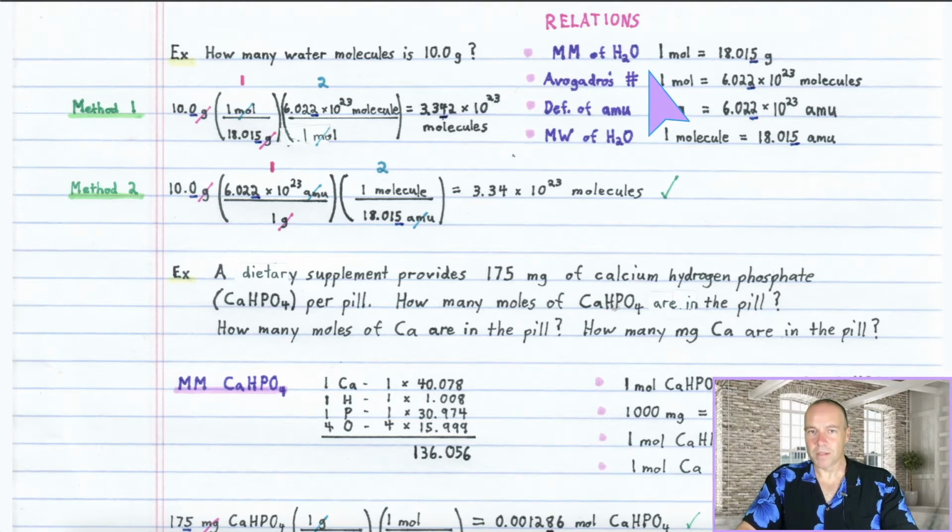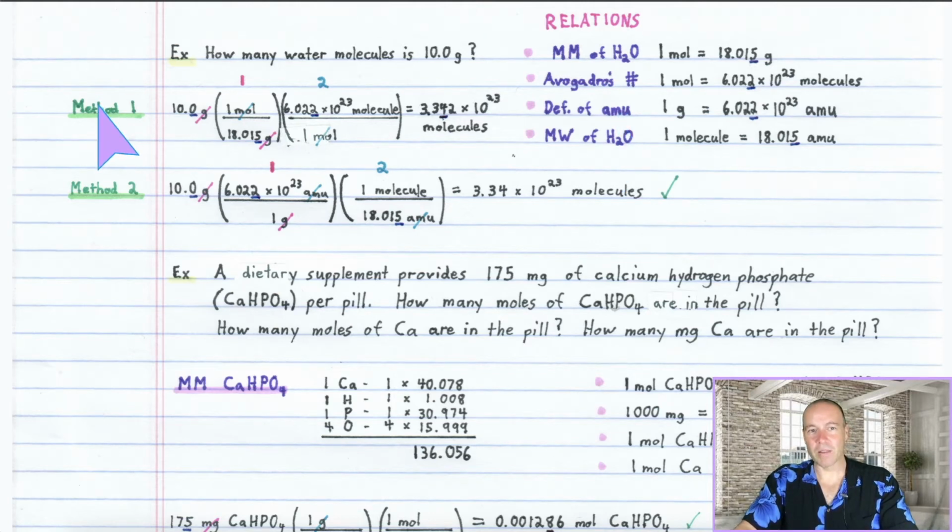Now, there's also another way to do it, using the third and the fourth relation. So going from grams to molecules again, we can use the definition of AMU here to go from grams to AMUs, and then the molecular weight to go from AMUs to molecules. So that's another way to do the connection. So let's just go ahead and do the calculation using both methods, using the first 2 relations and then the second 2 relations as well.